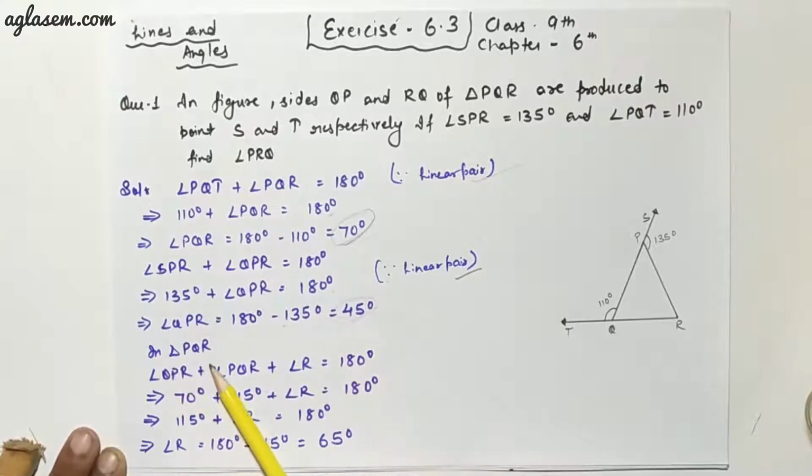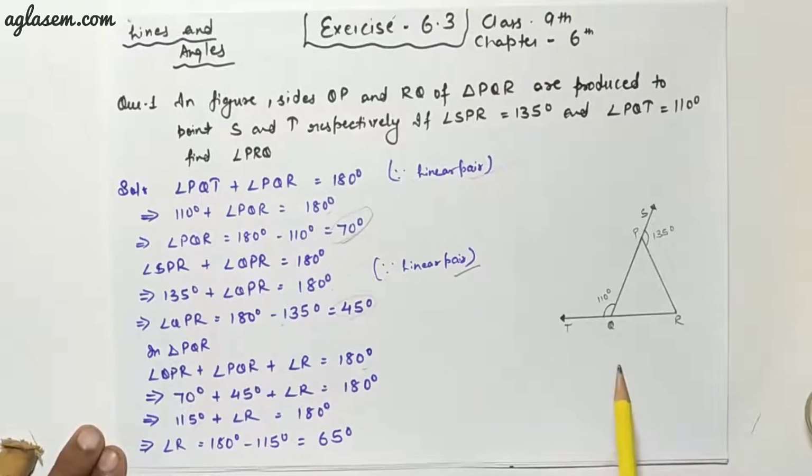In triangle PQR, angle QPR plus angle PQR plus angle R is equal to 180 degrees. 70 degrees plus 45 degrees plus angle R is 180 degrees. Let's solve this. 70 degrees plus 45 degrees is 115 degrees, plus angle R is equal to 180 degrees. So angle R is equal to 180 degrees minus 115 degrees, which is 65 degrees.